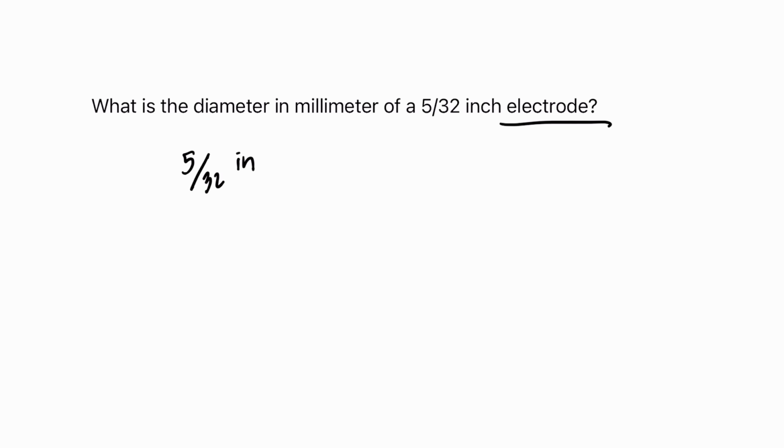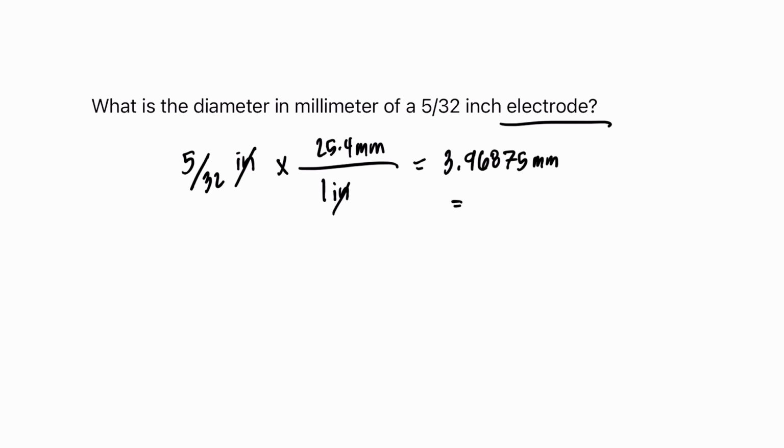So you need to cancel the inch unit. So 1 inch times 25.4 mm. So the inch unit will cancel now. So 5 over 32 times 25.4. So this is 3.96875 millimeters, or that is close enough to 4 millimeters.